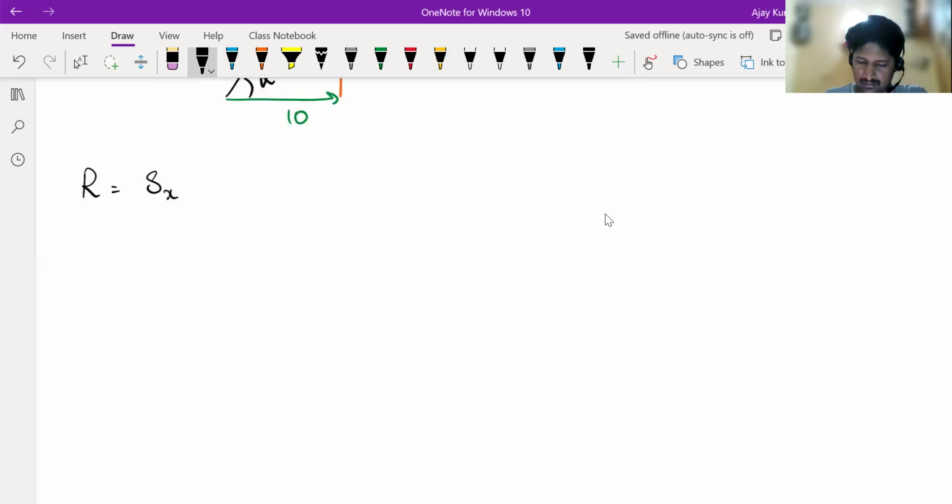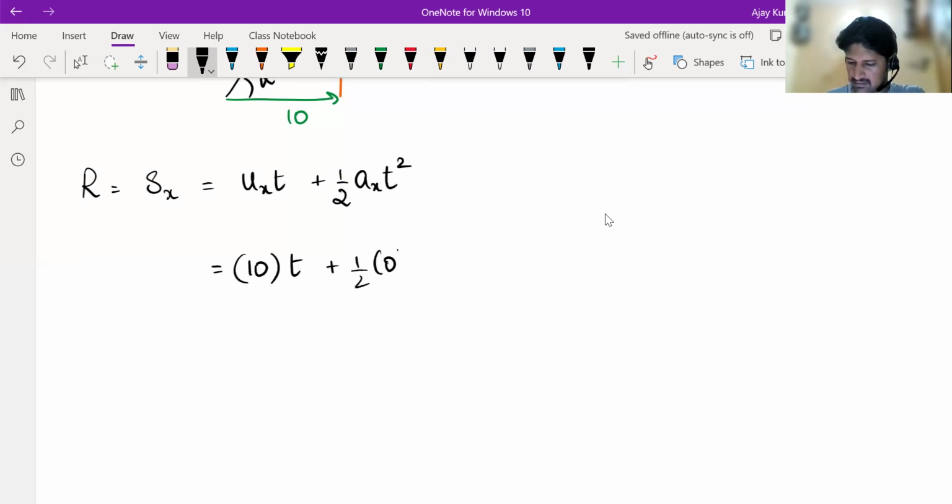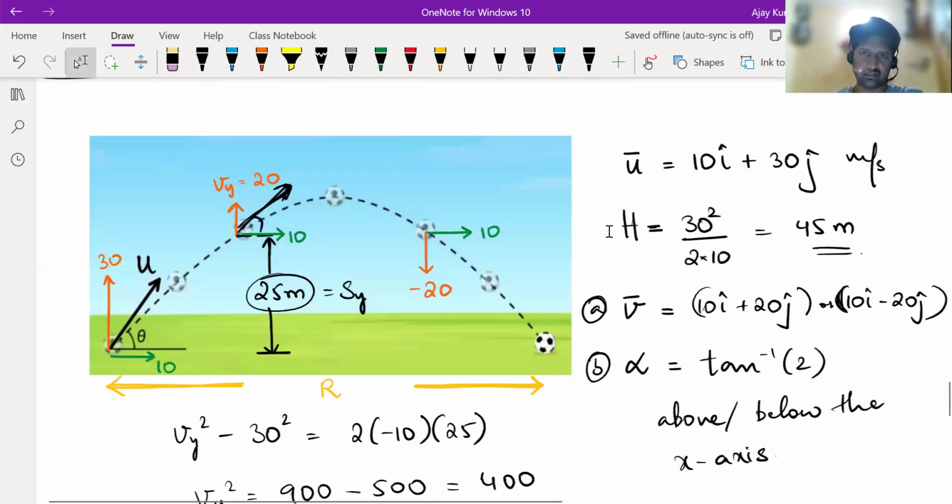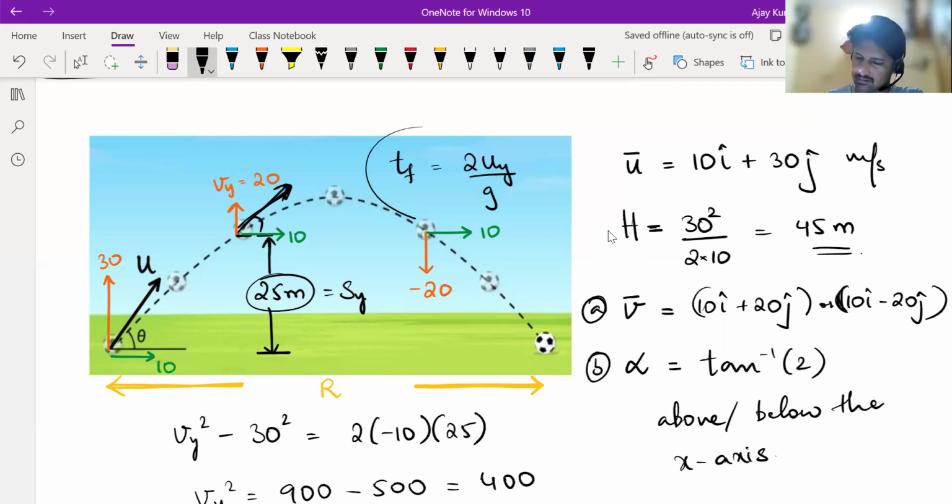Right? You can use ux into t plus half ax into t square. In case you don't remember the formula, you can solve from basics like this. Now, initial velocity in x direction was 10. Time, we'll think about it. Acceleration in x direction is 0, so this term can be ignored. So the range effectively is 10 multiplied with the time it takes to get there. And the time it takes to get there is the time of flight. Okay, and we know time of flight is 2 times uy divided by g. That's all.